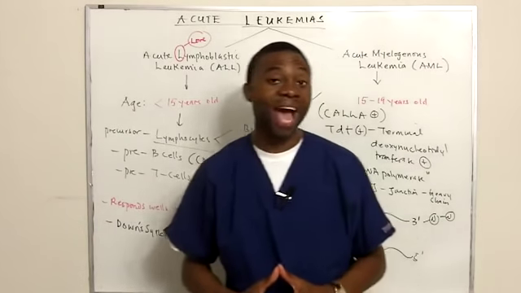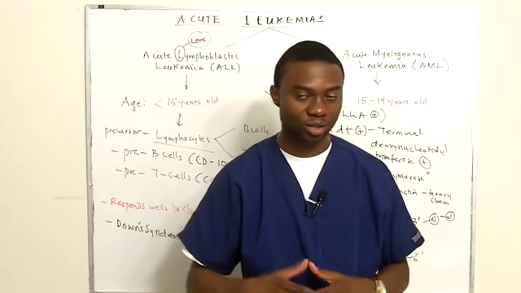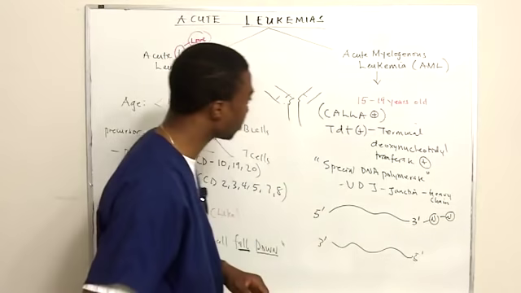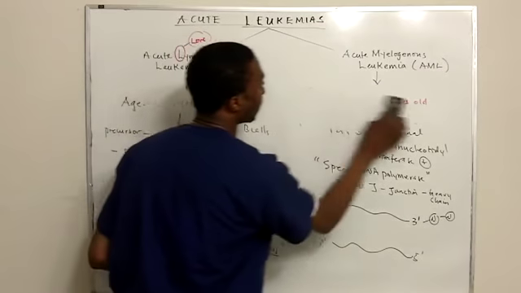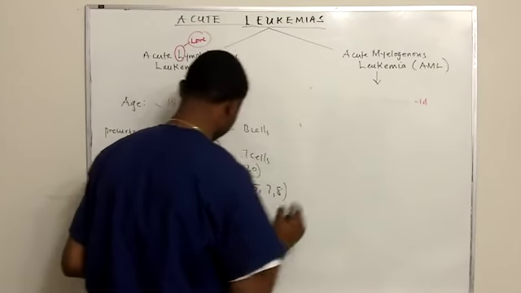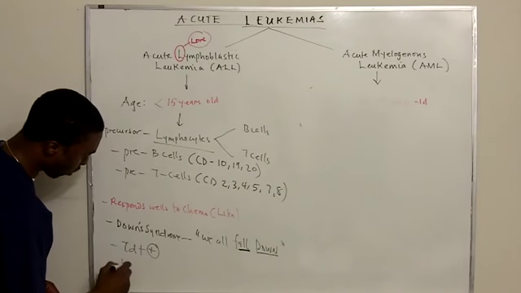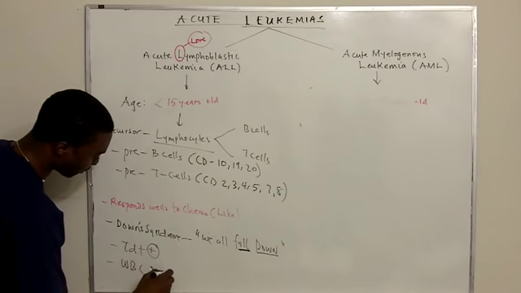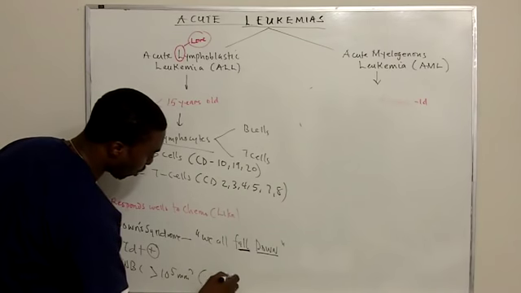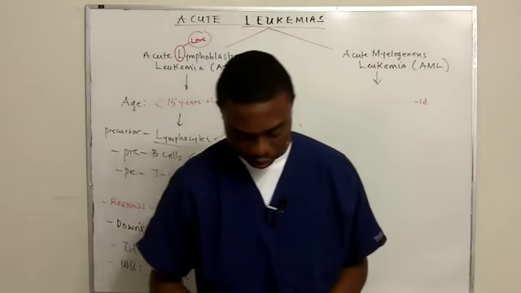However, it could have a bad prognosis if the patient is less than 2 years old or greater than 9 years old. And also, if their white blood cell count is greater than 10 to the 5th power, if it's TDT positive, and if white blood cells are greater than 10 to the 5 per millimeter cubed, or they are less than 2 or greater than 9 years old, they might have a poor prognosis.